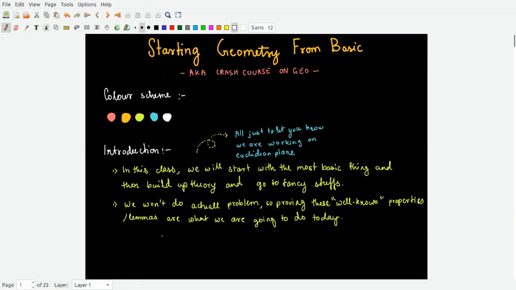We won't do any actual problems. I'll be giving you a problem set at the end of tomorrow's class, which is tomorrow at 9 p.m. Because tomorrow's class would be the last class, the problem set would be sort of like the end, and you can try problems from it. They're going to be of various difficulty. So we won't be doing actual problems today.